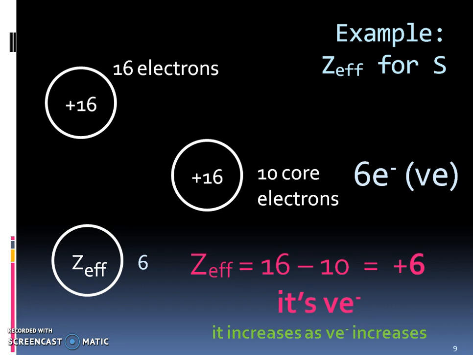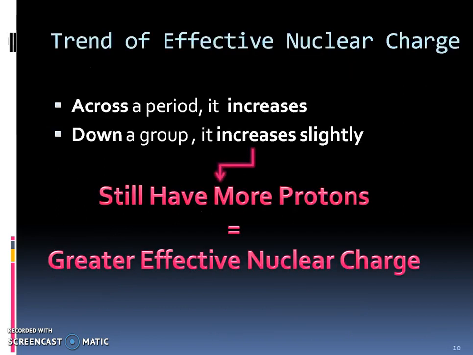Again, chemists like to quantify everything. So obviously plus 6 is greater than plus 1. What does that mean? Coulomb's law, nuclear charge, effective nuclear charge, Z effect, all of those terms kind of mean the same thing. It means that sulfur's attraction between the nucleus and the electrons is going to be stronger than the attraction of sodium's nucleus and electrons.